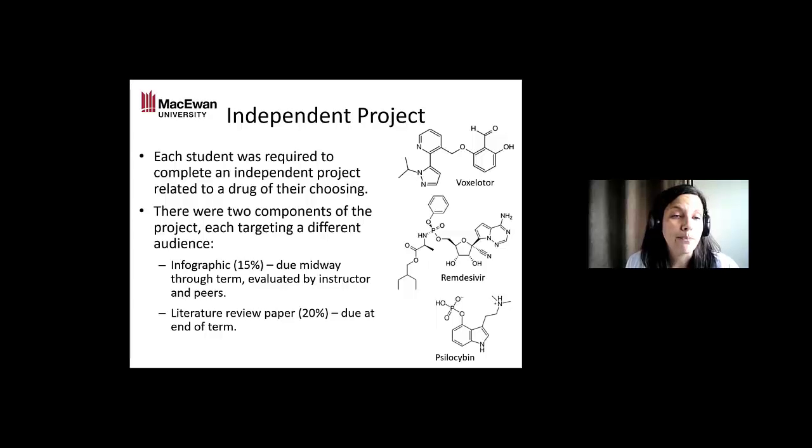And there are two components of this project. One is a literature review paper that they will hand in at the very end of the course. And the other one, which I've done, is an infographic. So it's due earlier in the term, and it's evaluated by both the instructor, myself, and also by their peers. So the goal of this is to have two components that are geared towards different audiences.